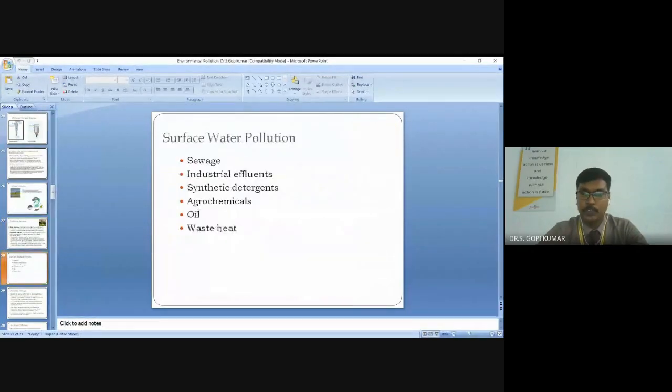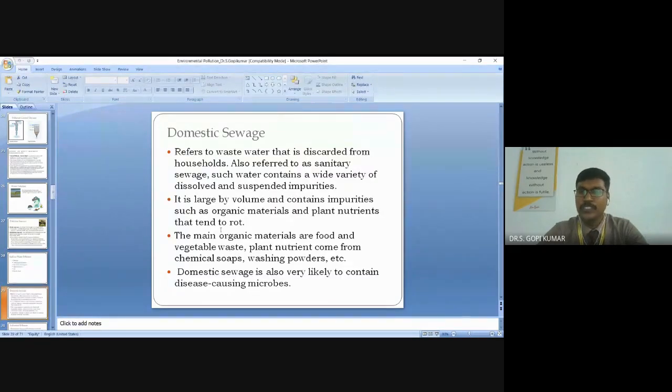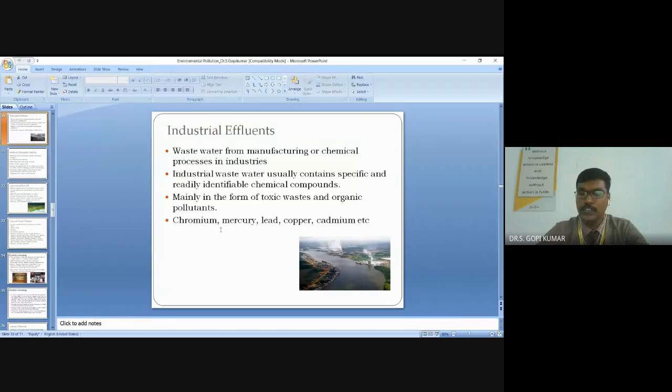Now, surface water pollution. The major factors of surface water pollution were sewage, industrial effluent, synthetic detergents, agrochemicals, oil, and waste heat. So these are surface water pollutants. And among the wastes, domestic sewage plays a predominant role, and proper treatment is essential for domestic sewage. And in Tirunelveli, natural sewage effluent treatment is predominant, and it received great appreciation around Tamil Nadu.